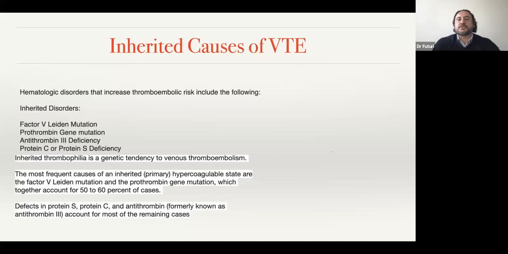Inherited causes of venous thromboembolism are not common. We do see this in practice, but it is not a very common thing that we find. These inherited disorders, as you may know, are typically patients who have the factor V Leiden mutation, the prothrombin gene mutation, protein C or protein S deficiencies, which are natural anticoagulants, and antithrombin 3 deficiency. And the most frequent cause, the majority of these cases, about 50 to 60%, are primarily the factor V Leiden and the prothrombin gene mutations. Defects in, again, protein S, C, antithrombin account for the remaining cases.